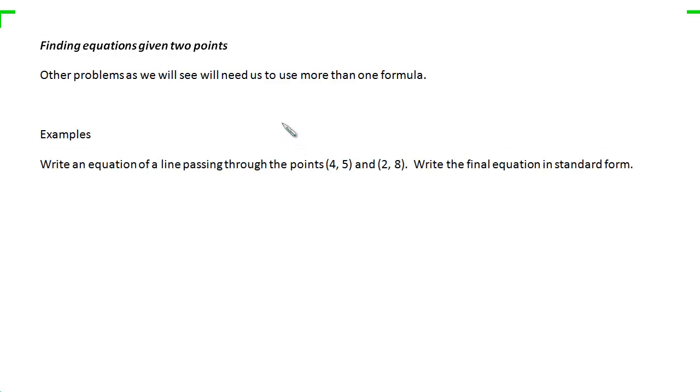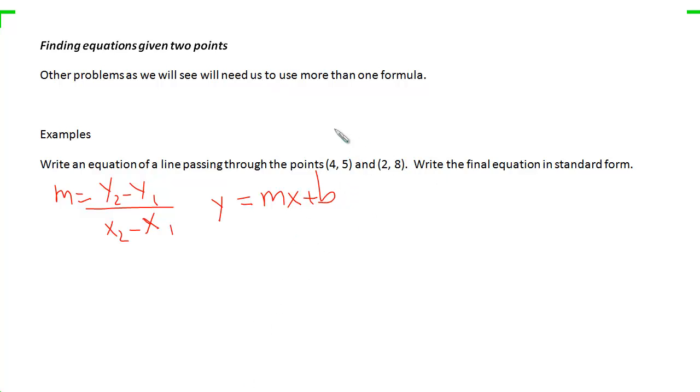And if we find equations given 2 points, it just requires us to use 2 formulas. We have the slope formula, and then we can use our slope-intercept to finish off. So I'm going to first have to find the m, and then I use the x and the y from a point to find b. So it's an extra step from what we were doing in a couple problems right at the beginning.